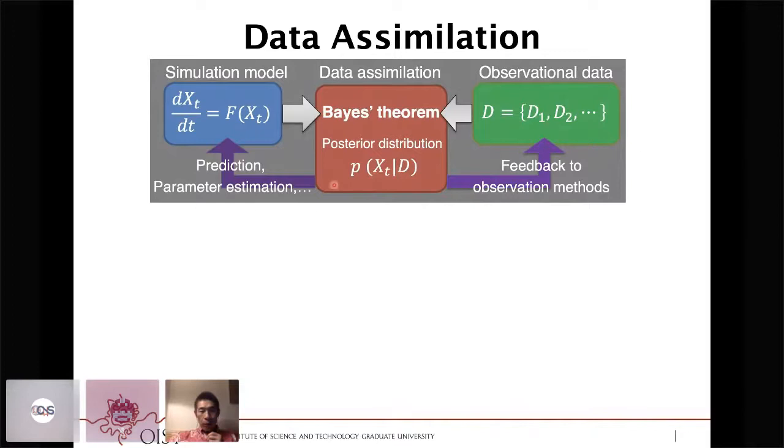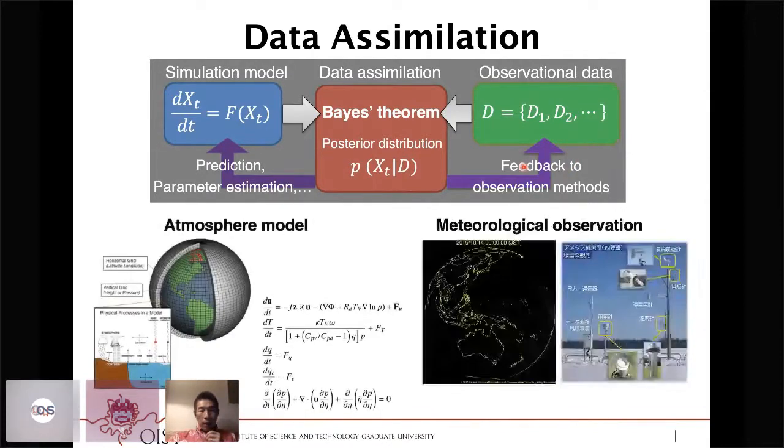That is used for the prediction of the model and also estimation of the unknown parameters. And this can be used for the improvement of the measurement methods. This framework has been quite successfully used in weather forecasting.